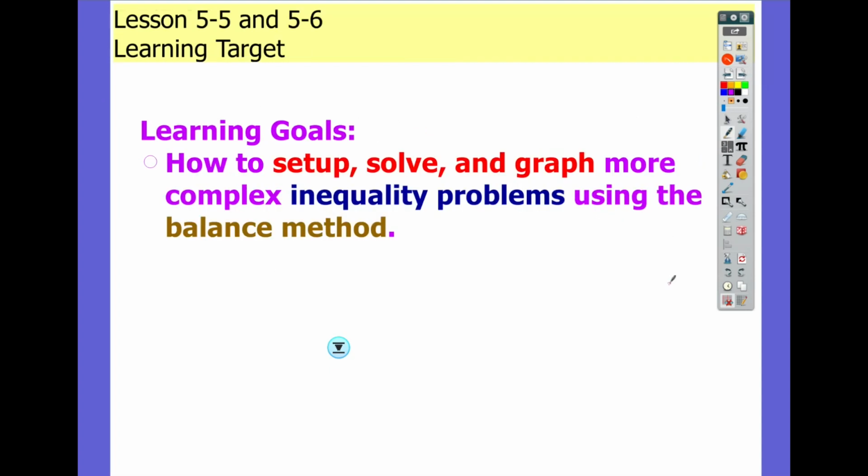Our goals for today are to set up, solve, and graph some more complex inequality problems, and to use the balance method. This seems more intuitive than it is, but there is going to be a really weird rule with the balance method when it comes to multiplying or dividing by a negative. We'll see that soon.